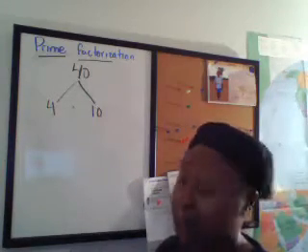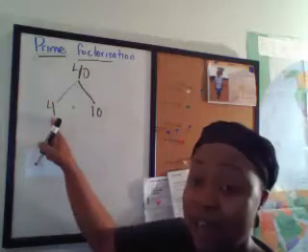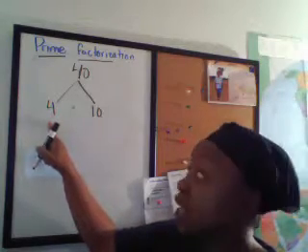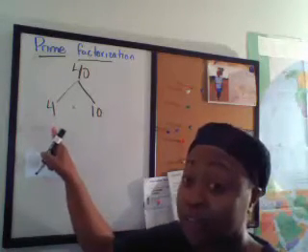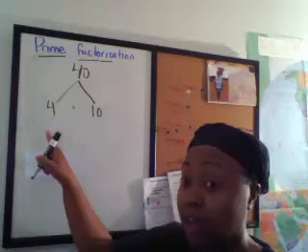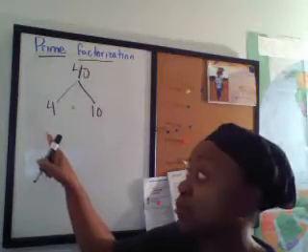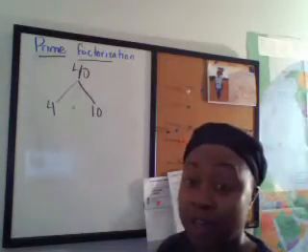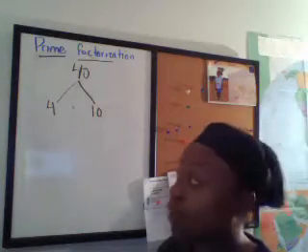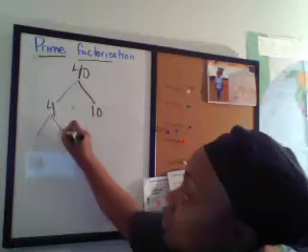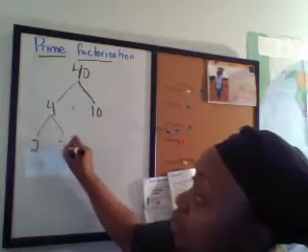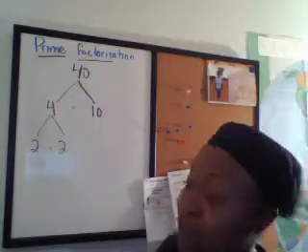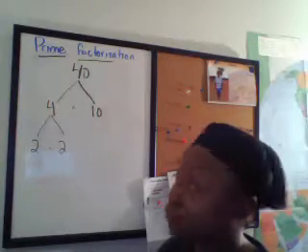Then I will continue because 4 is a composite number. That means that there's two other factors besides 4 and 1 that can multiply together to give me 4. In this case, what times what gives me 4 except for 4 times 1? 2 times 2. And I'll put my invisible multiplication sign right there.